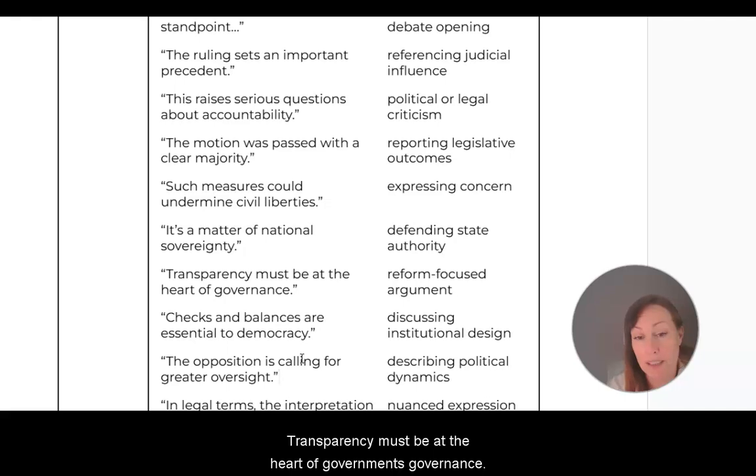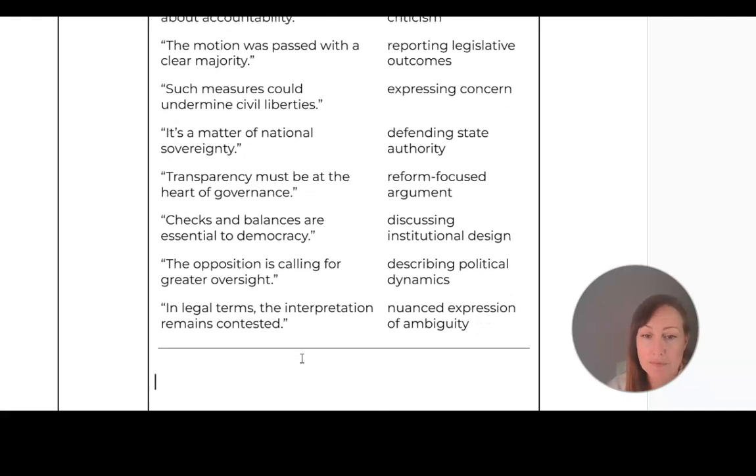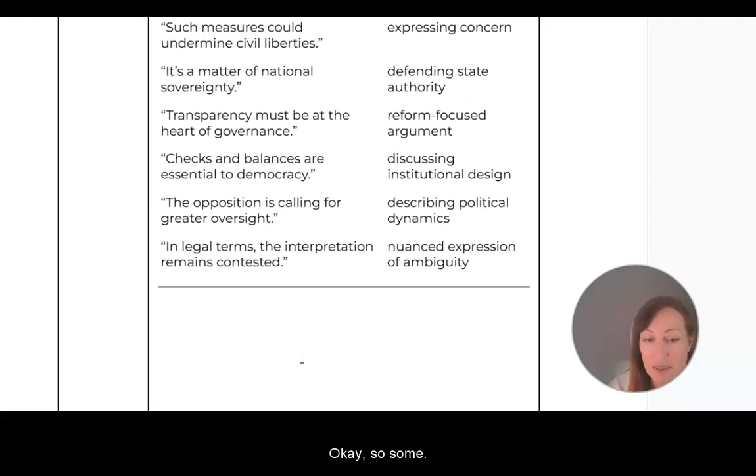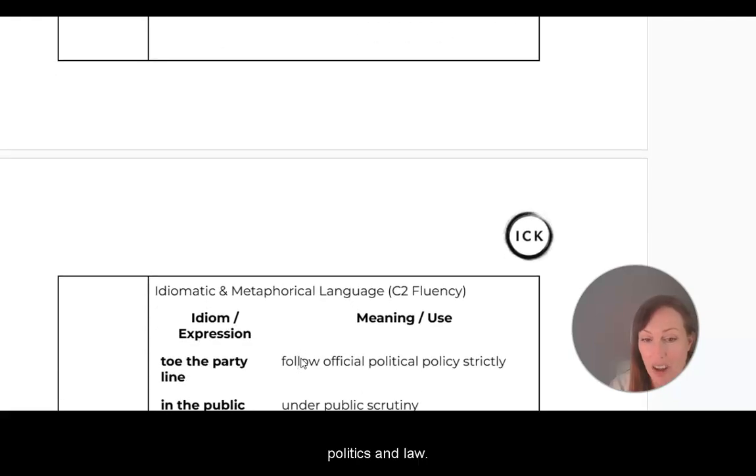Transparency must be at the heart of governance, central to governance. Checks and balances are essential to democracy. And they call for, so the opposition is calling for, they are asking for greater oversight. And in legal terms, the interpretation remains contested. It is not agreed. Okay, so some advanced ways of speaking there in relation to politics and law.